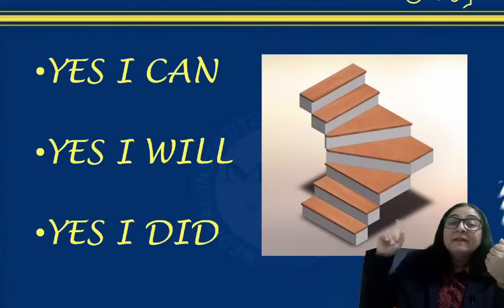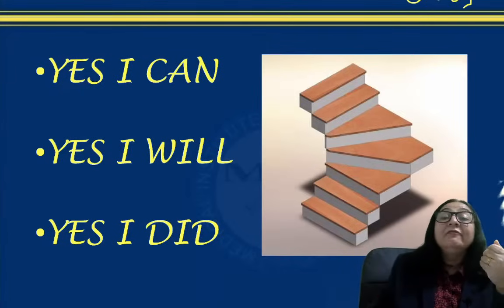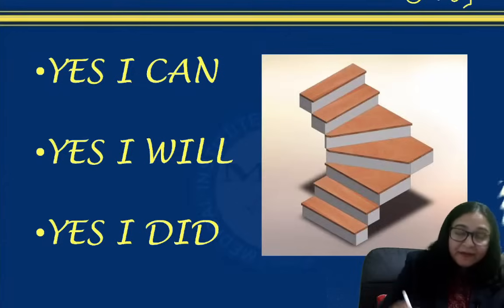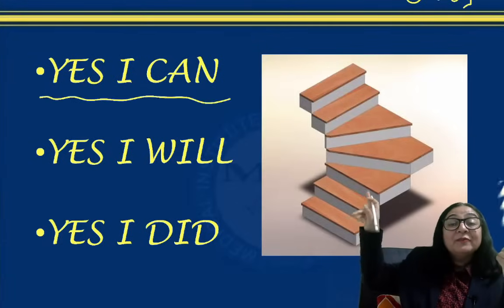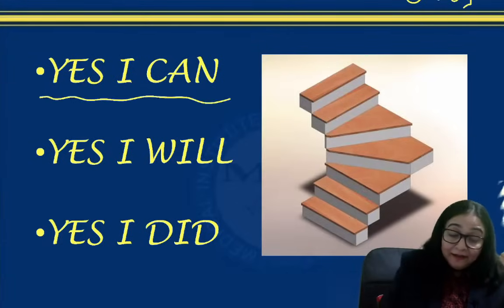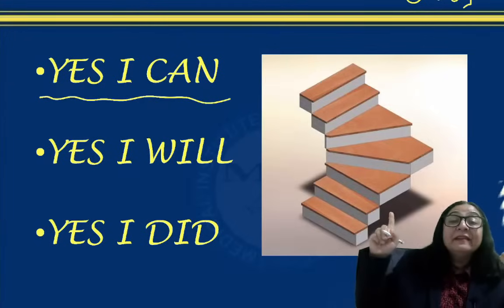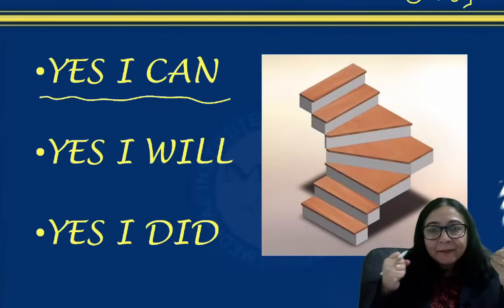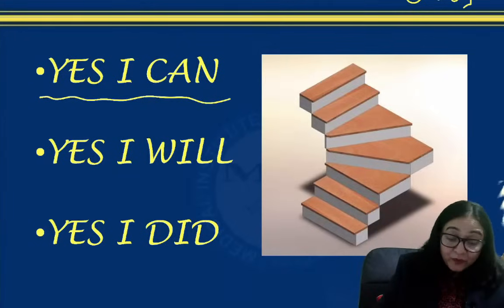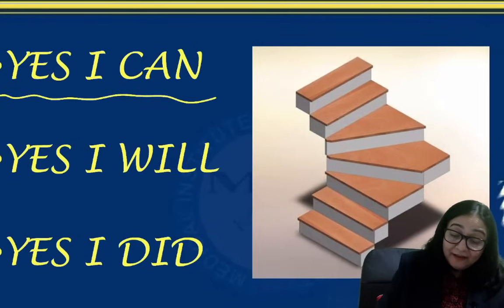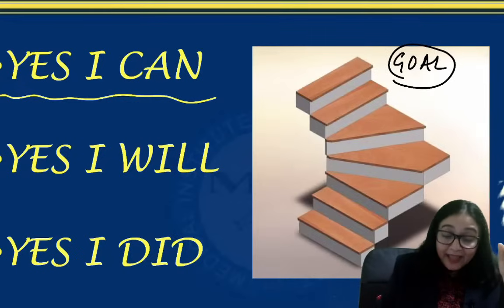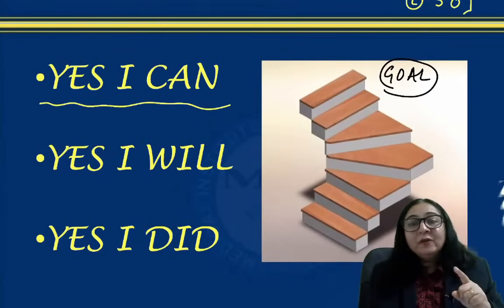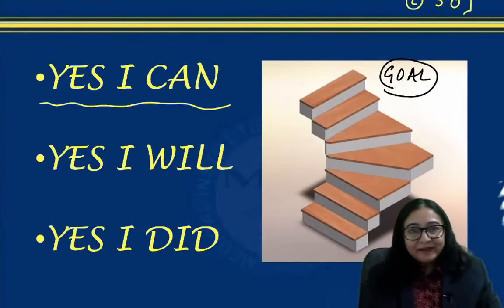So this goal began with a conviction. The first step. What are the 3 steps to achieve that goal, beta? The first step is the conviction. Conviction means apne aap pe ye bharosa, ye trust that yes, I can. So this is my goal here. Yes, I can. You already know, so that's why you started preparing.